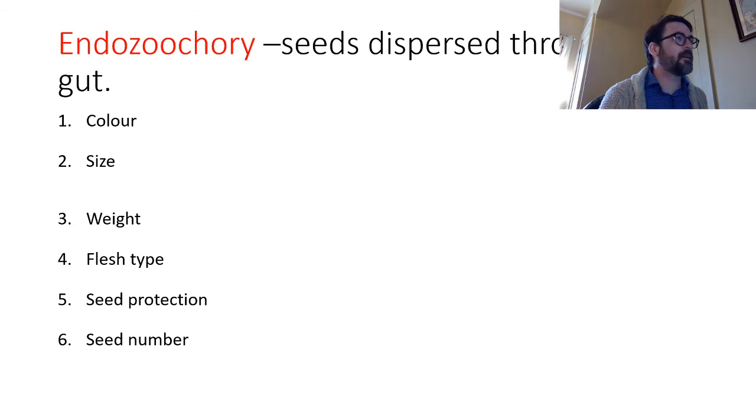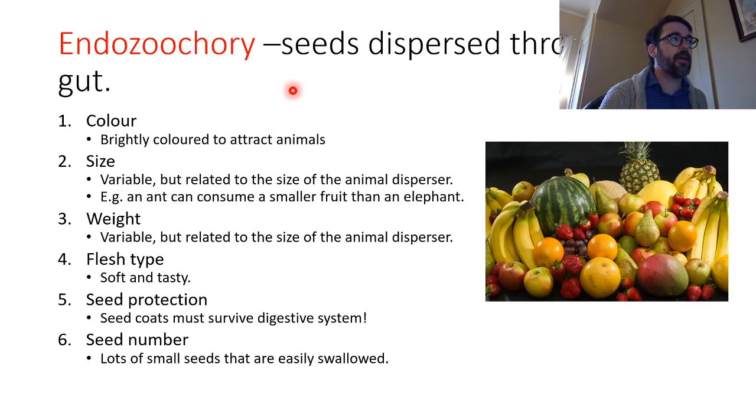So endozoochory, I think I'm covering this up, but the seeds go through the gut, right? So you can imagine that these are all the fruits that we like to eat. Brightly colored to attract animals. It's going to depend on the vision, right? So these are all beautiful colors to our eyes, and they probably are to most mammals. The size is going to be variable, but it's going to relate to the size of the animal dispersal, right? So an ant can consume a smaller fruit than an elephant can, for example.